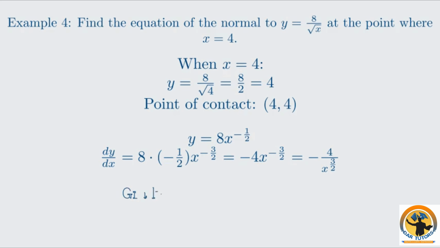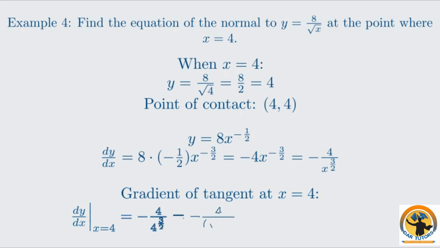Now we evaluate the derivative at x equals 4. dy/dx at x equals 4 is negative 4 over 4 to the power of 3/2. 4 to the 3/2 is the square root of 4 cubed, which is 2 cubed, or 8. So the gradient of the tangent is negative 4 over 8, or negative 1/2.